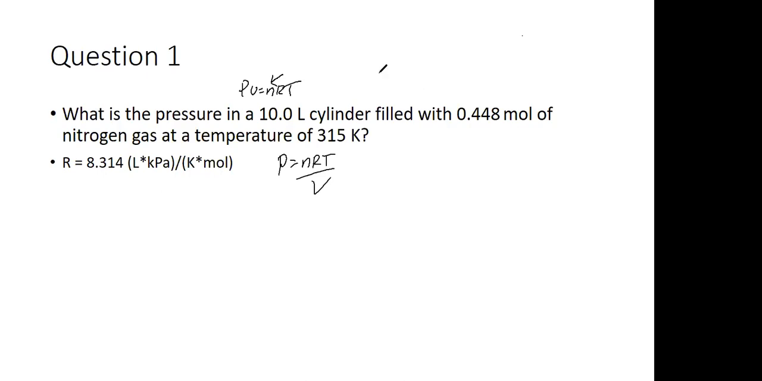So this is a fairly easy warm-up problem. We just have to decide which variables go where. So what is the pressure? That's what we're asking. What's P? In a 10-liter volume, so that's my volume, filled with 0.448 moles, so that's my N, temperature of 315K, so that's my T, R is given. So let's plug this in.